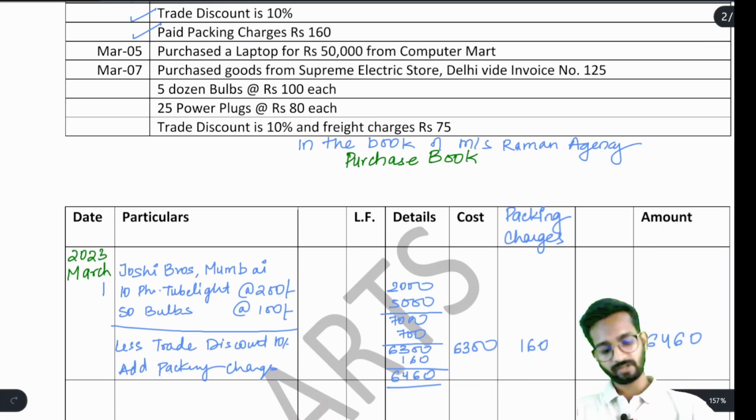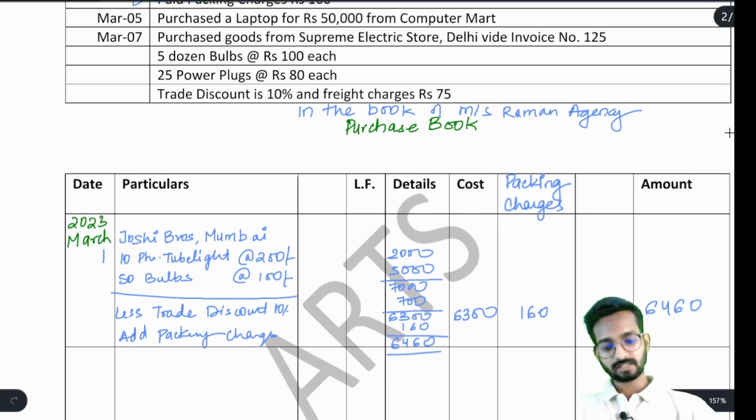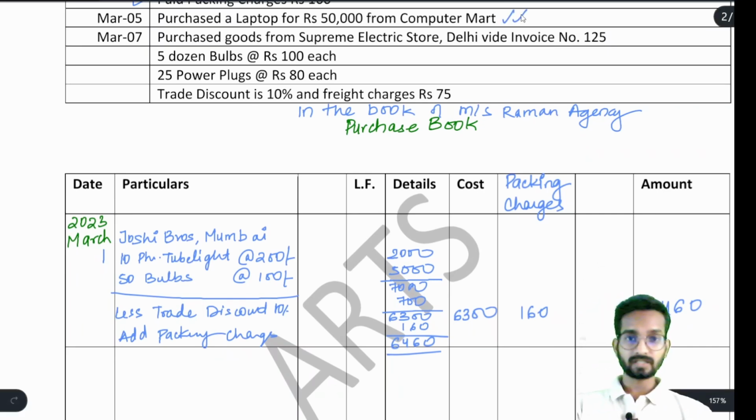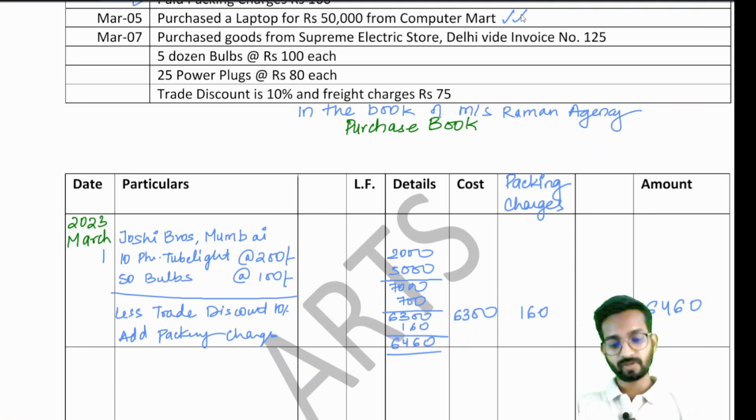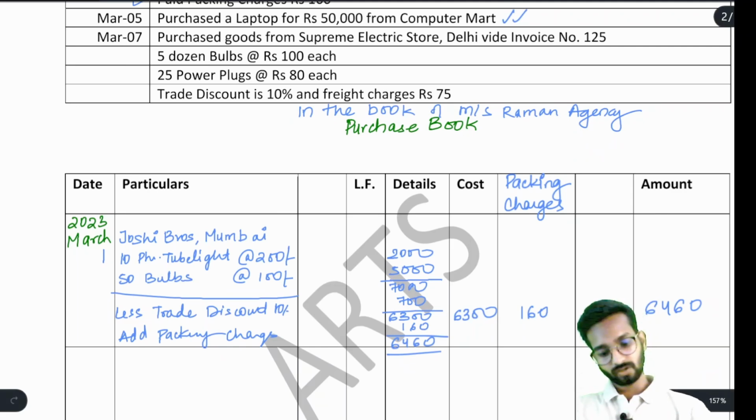What does it say on March 5 transaction? Purchased a laptop for rupees 50,000 from Computer Mart. Remember, in purchase book we were supposed to write only purchase of goods. We have purchased a laptop. Laptop is a fixed asset. We will not write anything in the purchase book. It means you can say no entry in the purchase book.